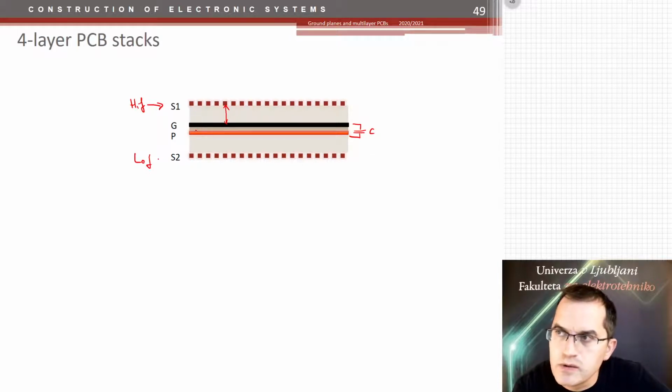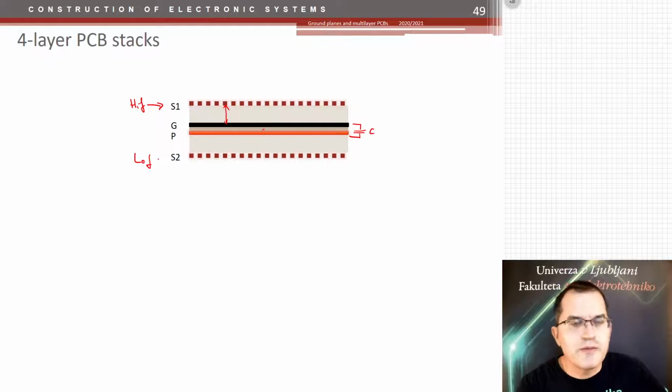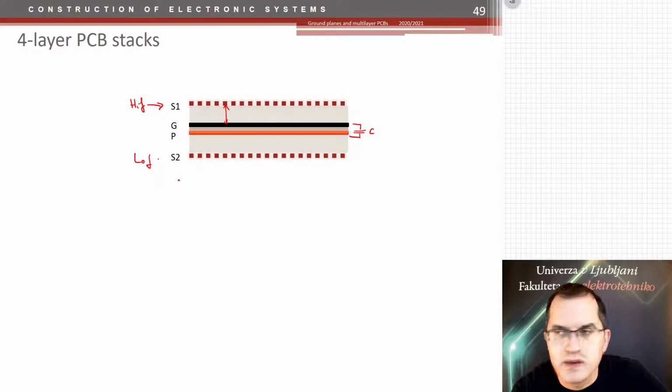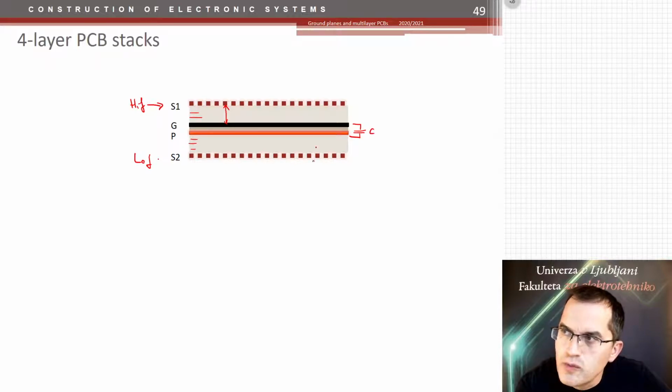The distance between ground and power plane is determined by the capacitances. The smaller it is, the better. But to be frank, such a 4-layer PCB stack is almost never used. Why? Well, because there is very thin core here. Having PCBs with very thin core is hard to maintain or hard to make. And then you have a lot of prepregs up and down to make final thickness.